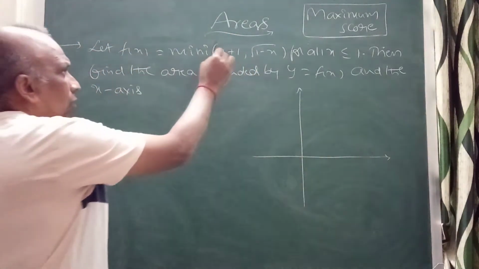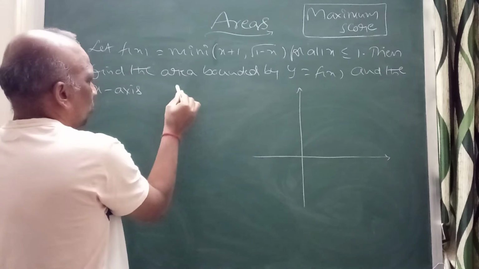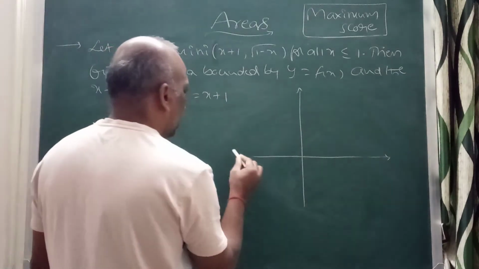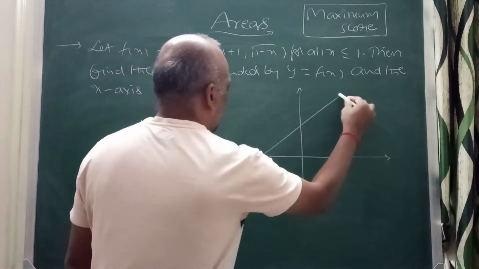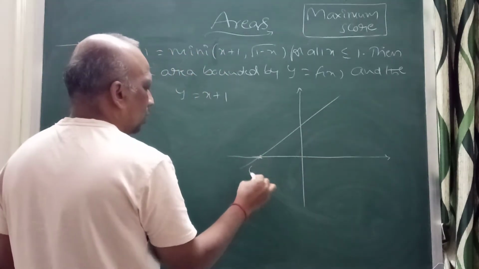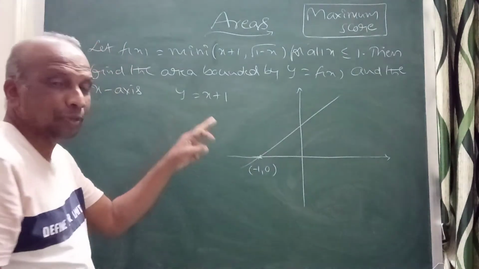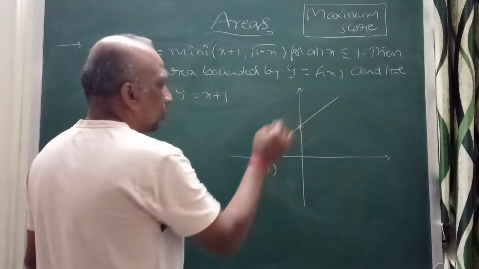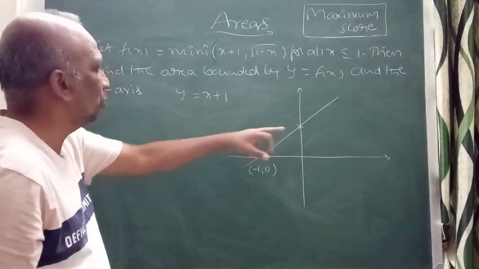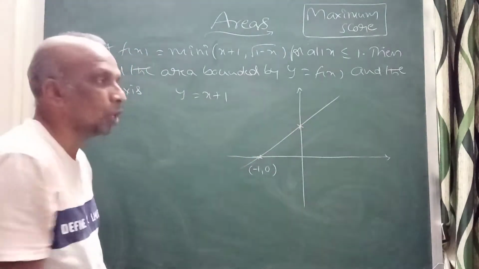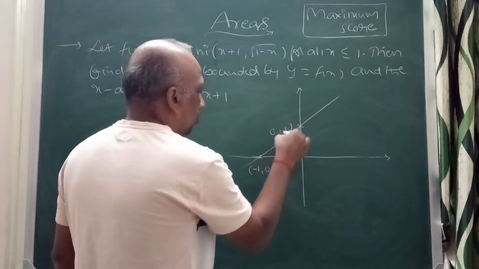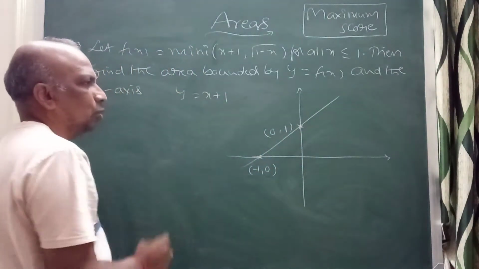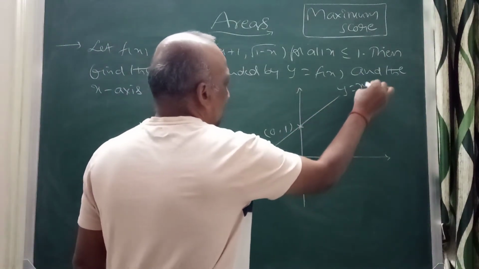If we take the graph, let f of x mean y equal to x plus 1. If we draw y equal to x plus 1, we will get a line like this, right? Because this point, you can write here, minus 1 comma 0, satisfies, right? If you put x equal to 0, y equal to 1, this point is 0 comma 1, correct? This graph is the line y equal to x plus 1.